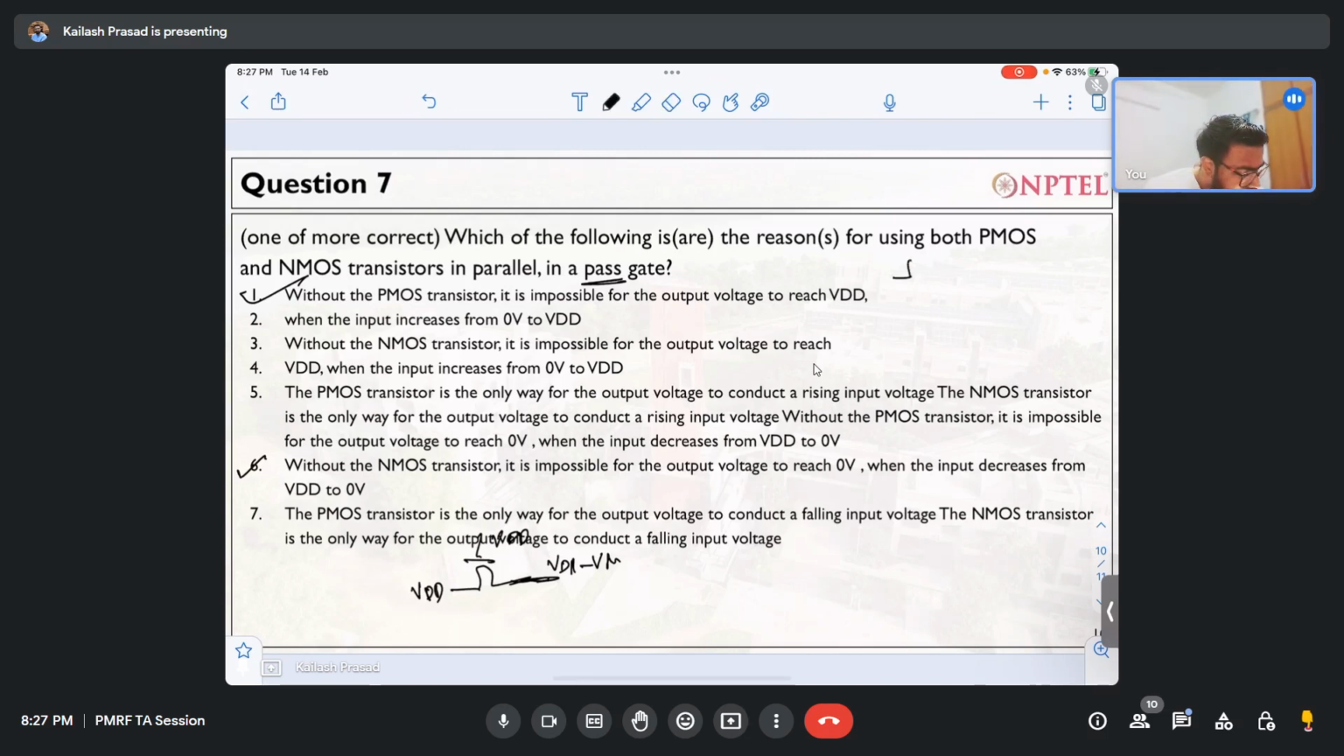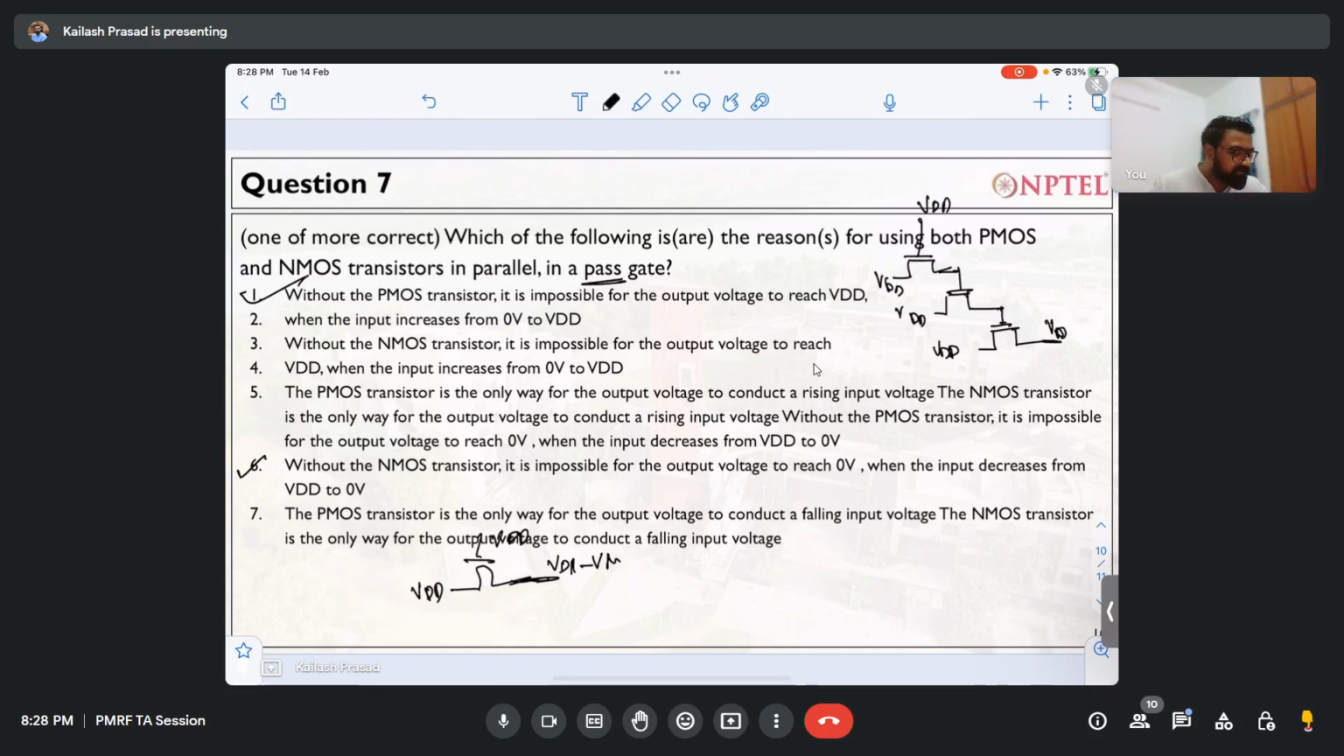Okay, so let me just design it for you. This is VDD. The output is connecting to the gate voltage. And this is VDD, this is also VDD, this is also VDD, right? In this case, the output will be VDD minus 3 VTH.